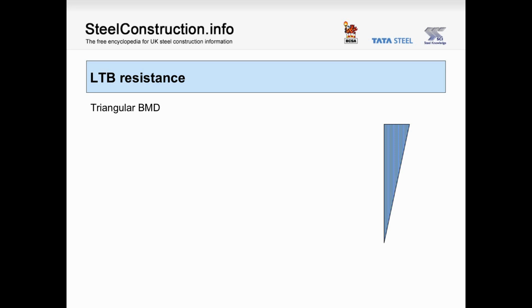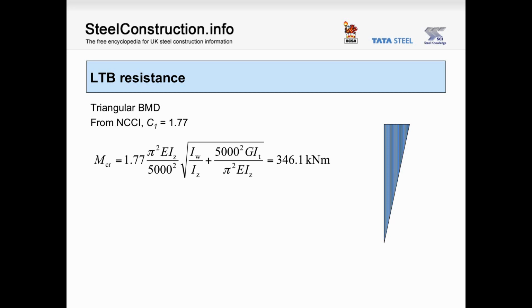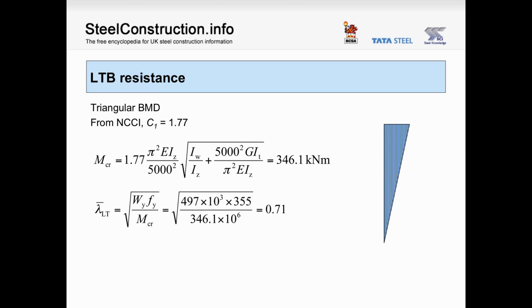Moving on to the lateral torsional buckling resistance, in this case we have a triangular bending moment diagram, and from an NCCI source we would establish that the value of C1 is 1.77. So we can calculate the elastic critical buckling moment. Notice the use of the 1.77 factor there. The answer is 346 kilonewton meters. Then we can calculate the non-dimensional slenderness lambda bar LT. Because we know that the section is at least class 2, we're using the plastic modulus, and the value of lambda bar LT is calculated to be 0.71.